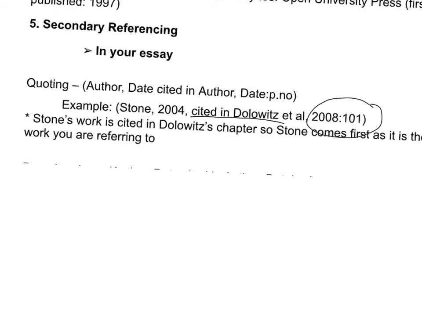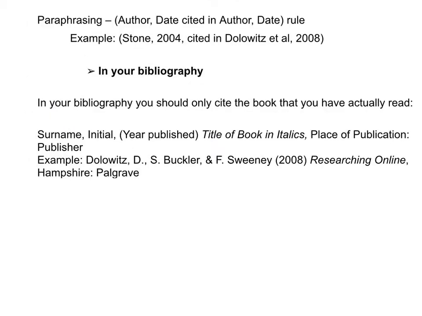You do this because Stone's work is cited in Dolowitz, so Stone's name comes first as it's Stone's work that you're referring to, even though you read about it in Dolowitz. If you're paraphrasing secondary references, again the logic starts to become clear. You just put Stone, 2004, cited in Dolowitz et al. Because you're paraphrasing, you don't need the colon with the page number. In your bibliography, you should only cite the book that you have actually read, so you can't put Stone in your bibliography, but I could find the Stone reference because you've told me all about the Dolowitz book.